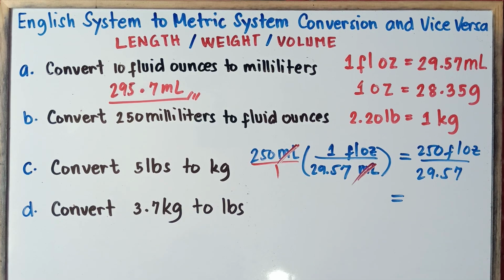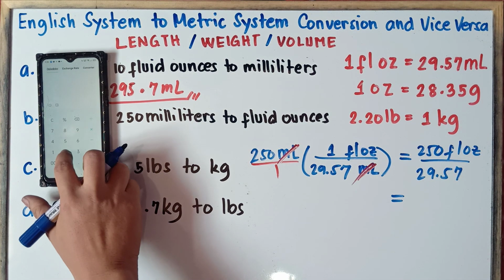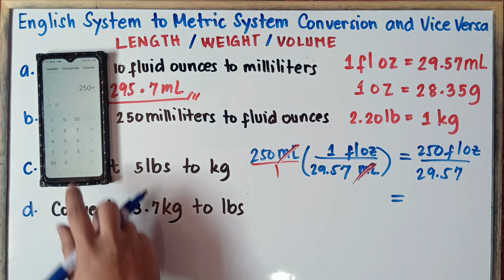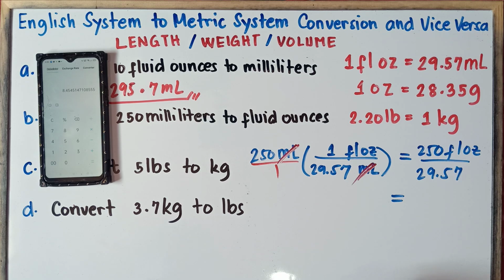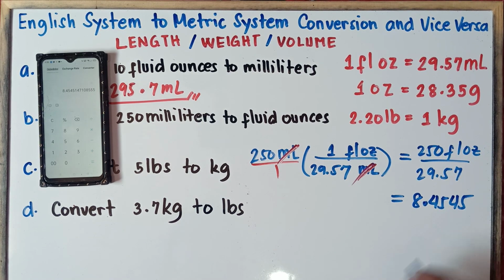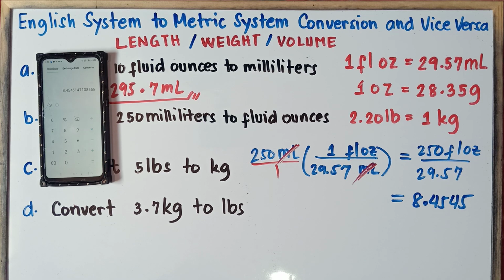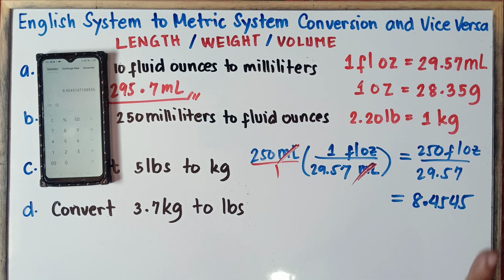29.57. And then simply divide, class. Use your calculator. 250 divided by 29.57. The answer is 8.4545. So we need to have at least 2 decimal numbers. Once again, class, the answer is 8.4545. So we need to have at least 2 decimal numbers.